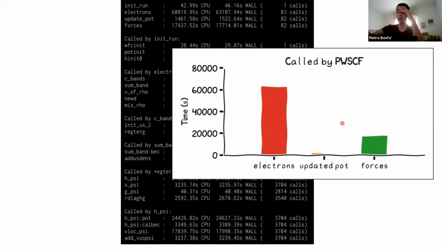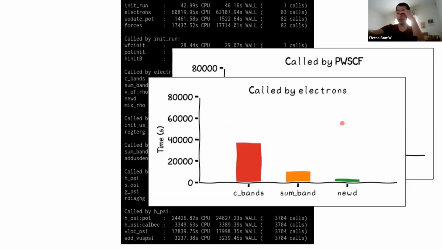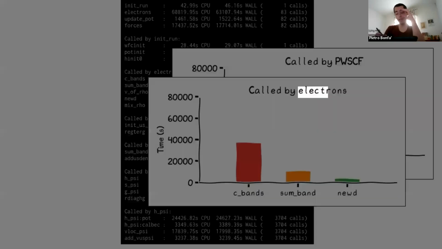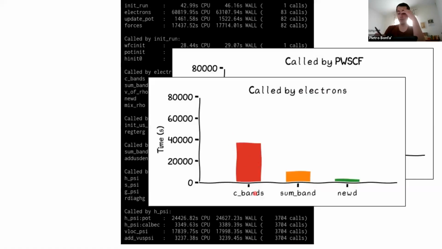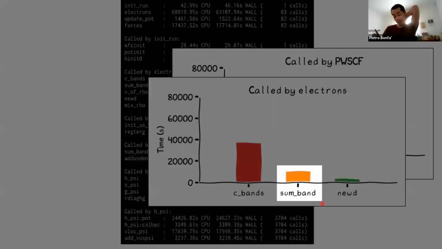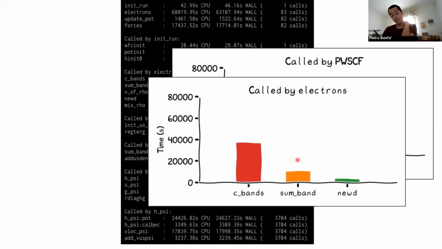that you should observe. And then moving to the electrons subroutine itself, you can see that most of the time is spent solving the Kohn-Sham problems. And this sum_band, you can guess what it is. It's the time taken to sum the bands to generate and symmetrize the density. And again, this is more or less the ratio that you should observe.